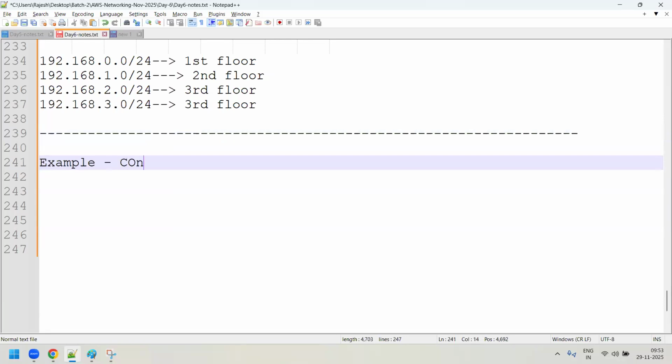Suppose, for example, consider each floor requires 20,000 devices. And I'll take the same floor. There are 4 floors. We can take anything. We can take 8 floors or 16 floors. Whatever the number you want, you can take it. For our simplicity, I'm just taking again the same 4 floors itself actually.